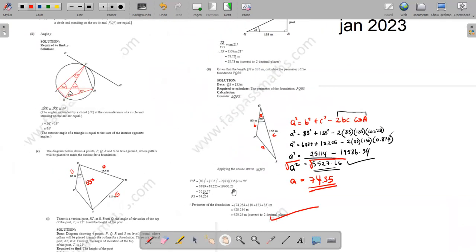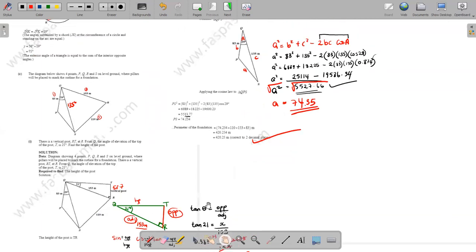Please know that you have to pay attention to what you don't understand here and put in the extra work, okay?